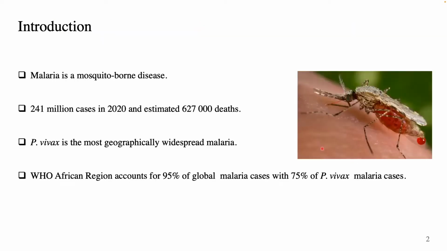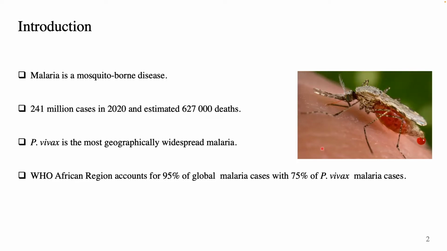So malaria is an infectious disease and it's mostly transmitted by mosquitoes. According to the WHO, 241 million malaria cases were found in 2020 alone. Out of these cases, there were 627 thousand deaths because of these malaria parasites. There are 5 species of the malaria parasite that cause the disease, and out of them, Plasmodium vivax is currently the most globally widespread parasite.